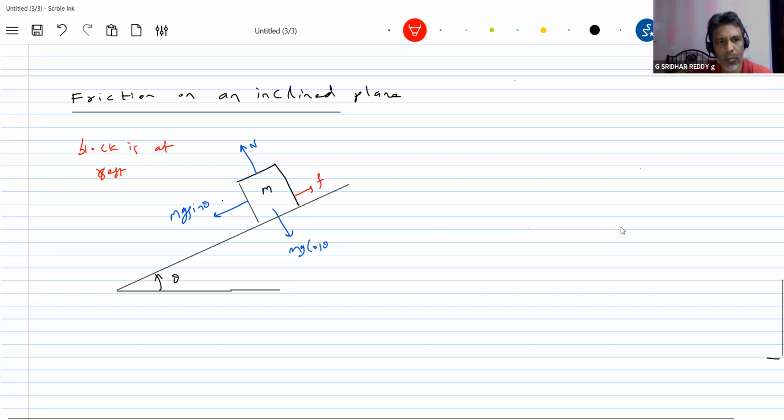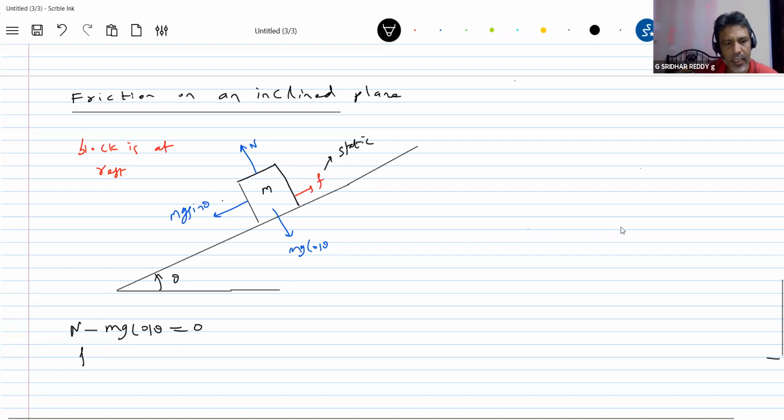When there's no relative motion between the surfaces, what is the friction that is acting? Should it be static or kinetic? It should be static in nature. I'll write it nearby, let me call it static. So what is this friction value? First, N minus mg cos theta equals 0. Then the friction F should be equal to mg sin theta.